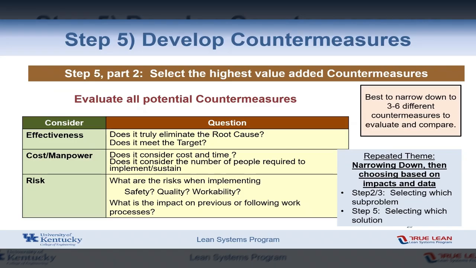For every countermeasure, there are likely risks. Does this potentially impact safety or quality, or does it make the task more difficult? Does it impact the previous or the following work processes? Depending on the problem being solved, there may be many different factors to consider when evaluating potential countermeasures. The details depend on the solution, but the key is that we must recognize and consider the effectiveness, the cost, the manpower, and the risks of any potential solution.